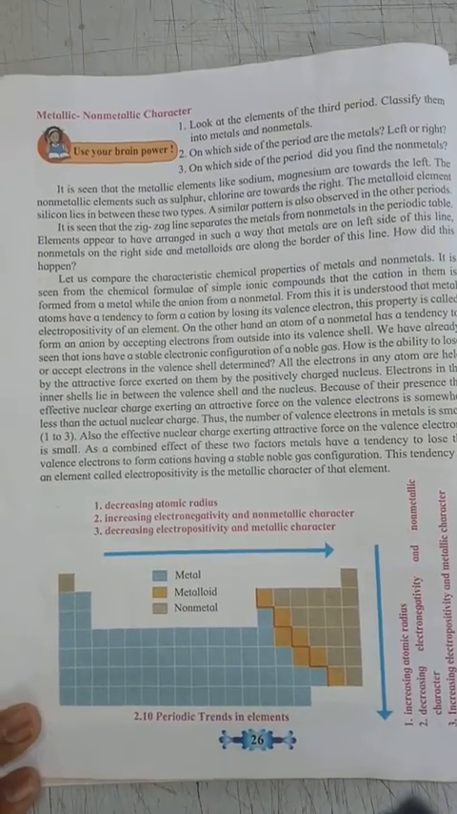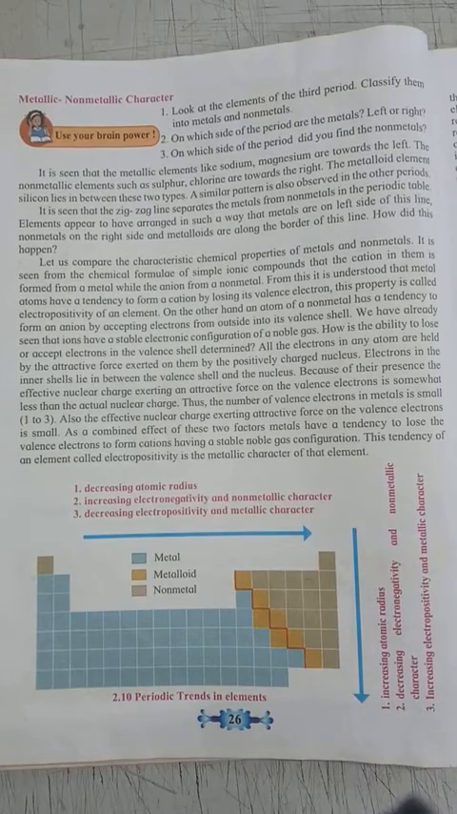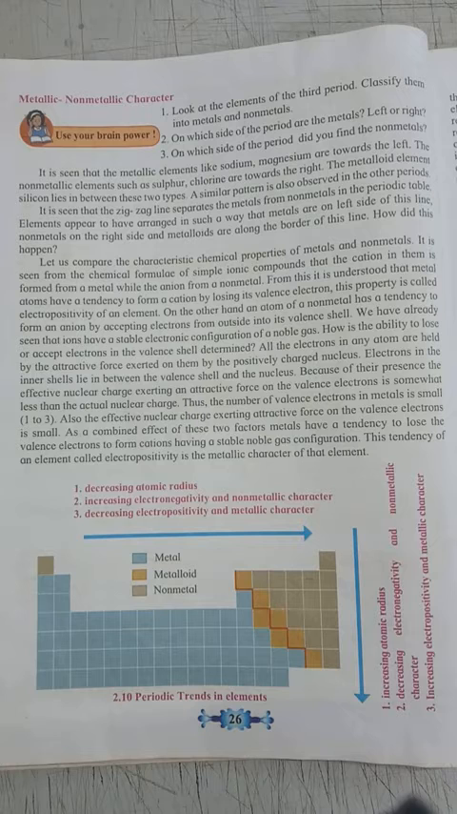Next property is the metallic and non-metallic character. As you know, in the periodic table, metals are on the left side, non-metals are on the right side, and in between there is a zigzag line. On the border of the zigzag line there are metalloids. The zigzag line separates the metals, non-metals and metalloids. Left of the zigzag line there are metals, right of it there are non-metals, and on the border of the zigzag line there are metalloids.